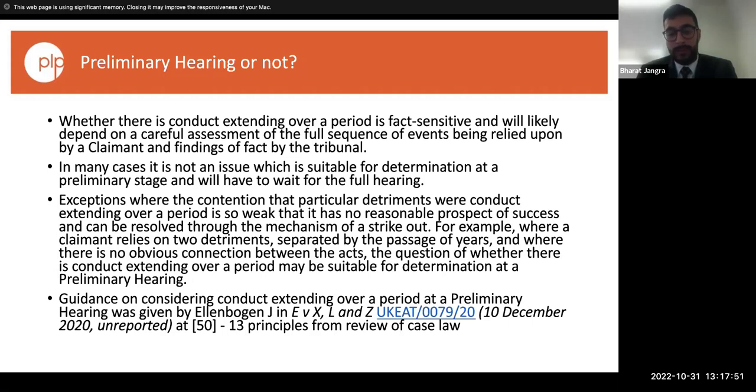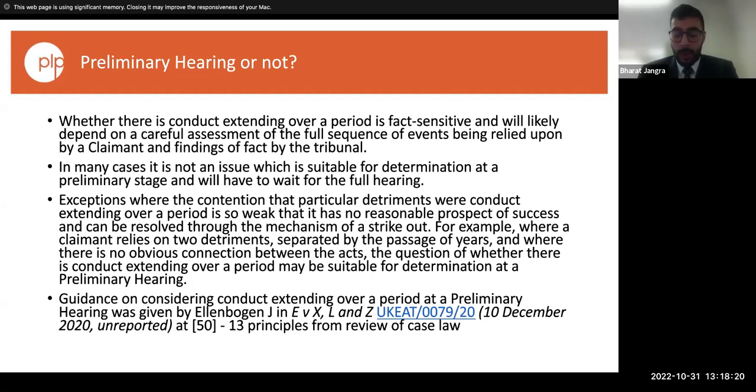If, for example, a claimant has relied on two detriments, separated by a passage of years, and there's no obvious connection between the acts, a tribunal is likely to be able to make sufficient inquiries and allow the parties to make appropriate submissions on the point of time. That probably is a circumstance where a preliminary hearing would be useful for both parties and the tribunal to consider whether time is still an issue or not.